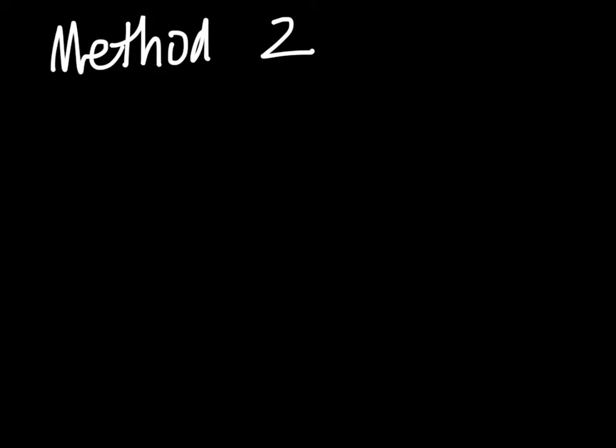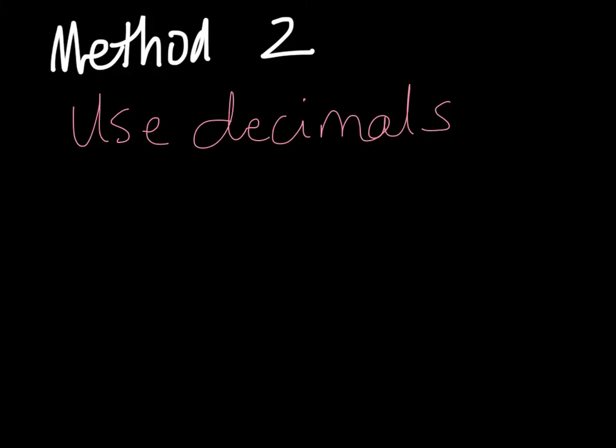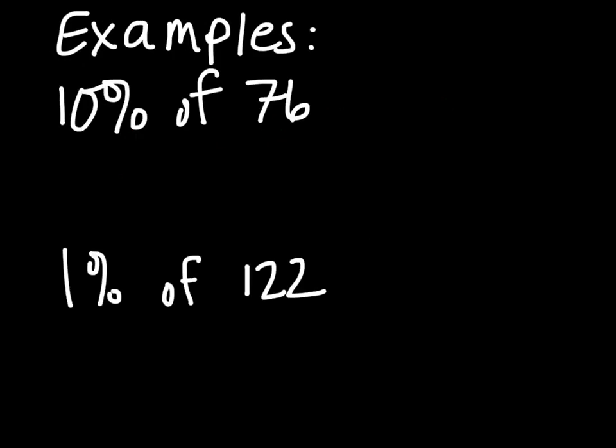Okay, the second method that we're going to look at is sometimes we want to use decimals. What we mean by decimals is when we are finding 10% or 1% specifically. How we do that is, 10% just means we take the decimal of 76 and we move it over one place. So 10% of 76 is 7.6. For 1%, we move it over two places. So 1% of 122, two places, is 1.22.